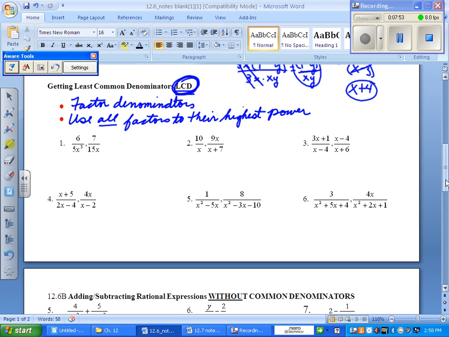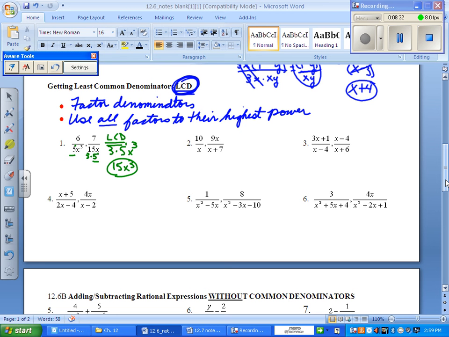So in step number 1, you have a 5x cubed, and in 15 you have a 3 times a 5, and then there's the x. So for the least common denominator, you have to use all your factors, so use your 3, use your 5, use your x, but to the highest power. Now the highest power on your x is 3. The 5 only had the highest power of 1, so use it just to the first power, only once. And so your final answer here would be a 15x cubed. That would be the least common denominator for those two denominators.